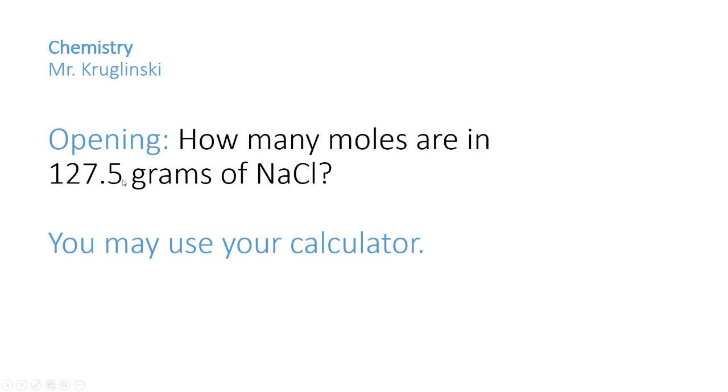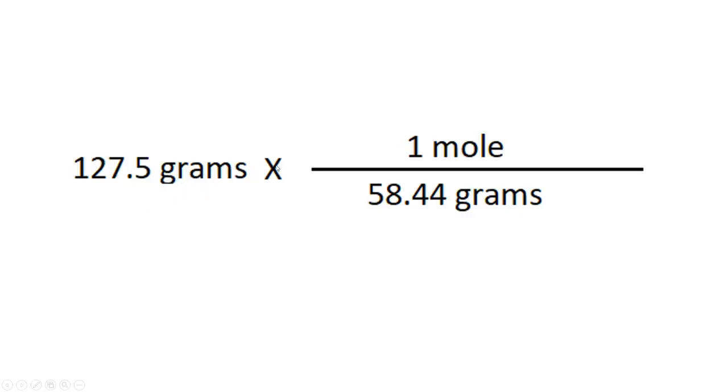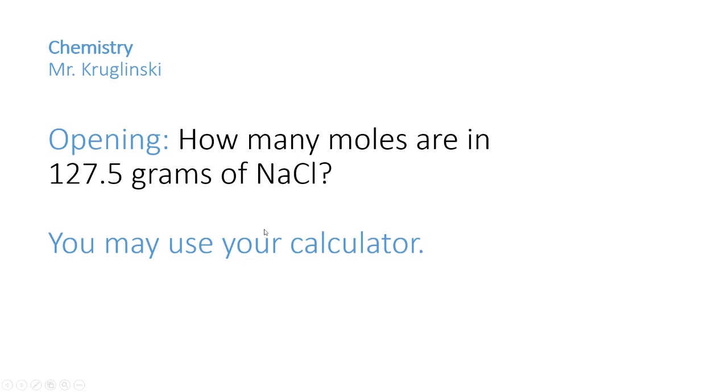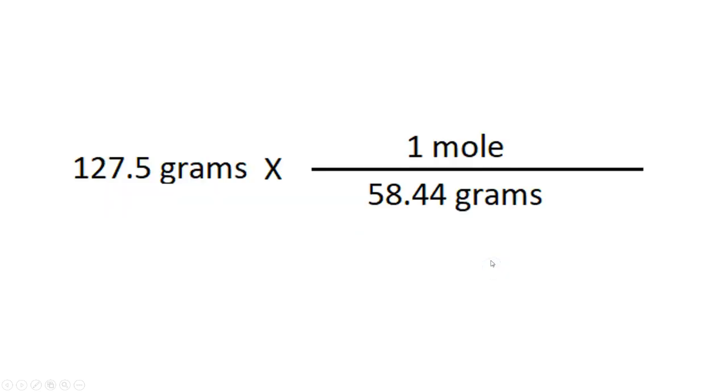So 127.5 grams, I want to multiply that by a conversion factor. What I want is for grams to cancel out. Let's go back. How many moles? We're solving for moles, and we have grams. We want the unit to eventually end up being moles, and we want grams to cancel out. So I'm going to choose a conversion factor where grams cancel out. I want grams to be in the denominator.